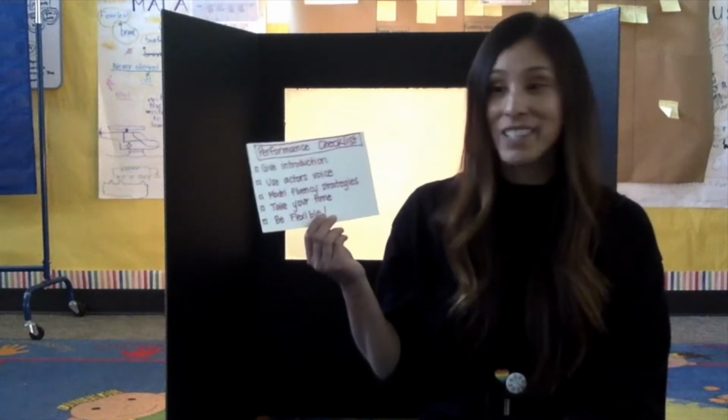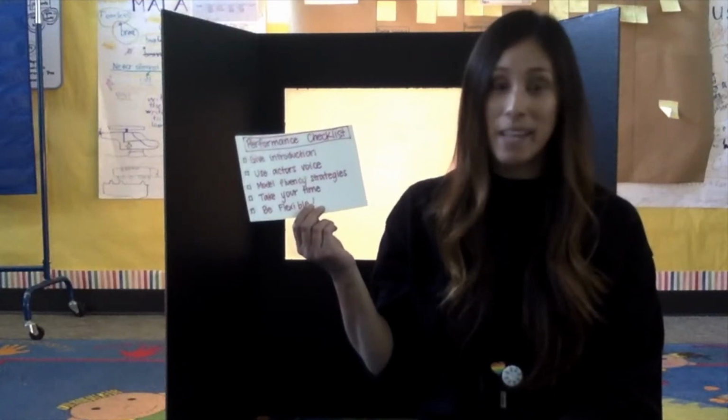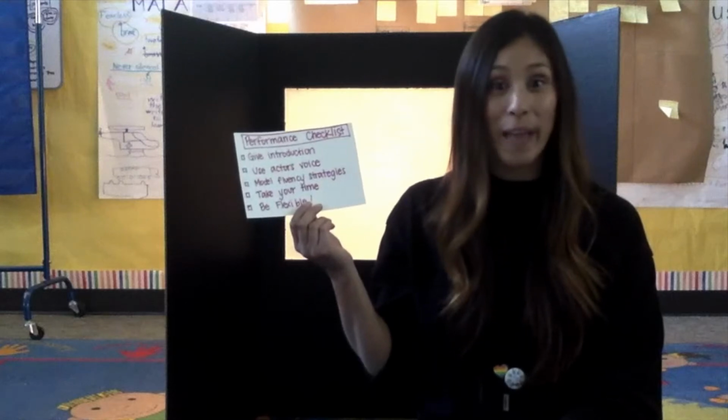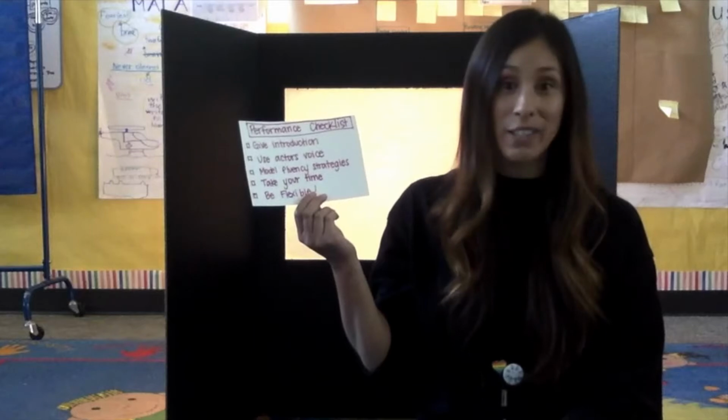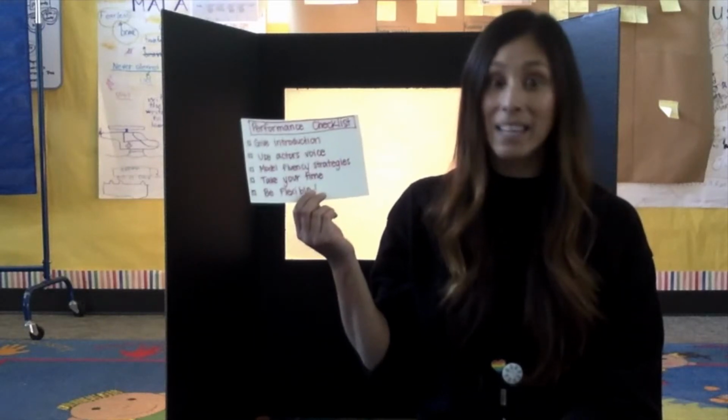The first item on the checklist says, give introduction. So all this means is you're going to be introducing yourself and the title of your play. The second item on the checklist says, use your actor's voice. So make sure that you project your voice loudly and clearly so that your whole audience can hear you.